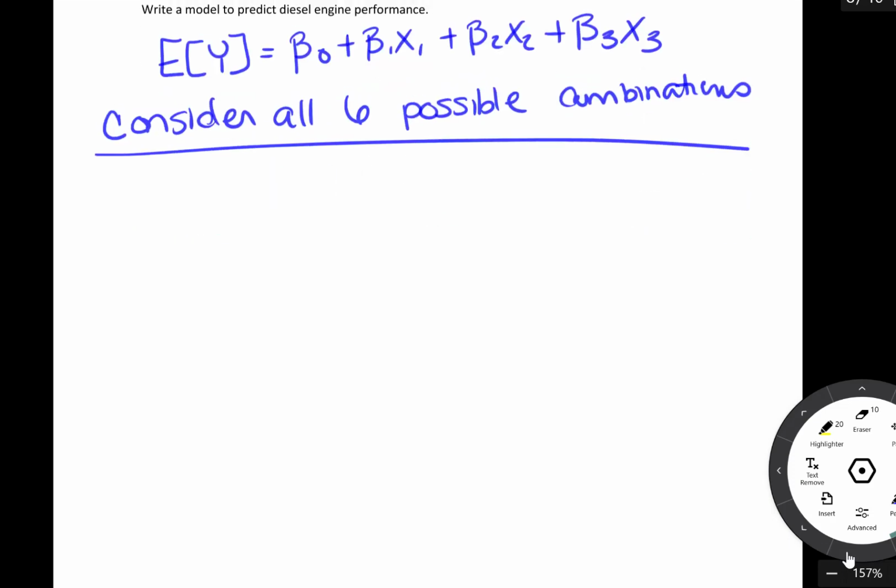So for example, we could have fuel type 1 and we could have brand 1. Well, let's look at what happens to our model. Remember that when we have fuel type 1 and brand 1, those are our base cases. So in that case, x1, x2, and x3 are all going to be equal to 0. So we get x1 equal to 0, x2 equal to 0, and x3 equal to 0. If those are all equal to 0, then we see the model just becomes the intercept.